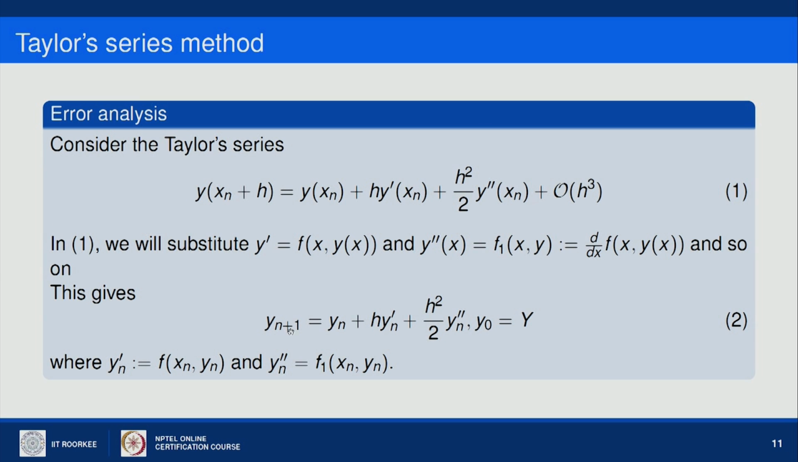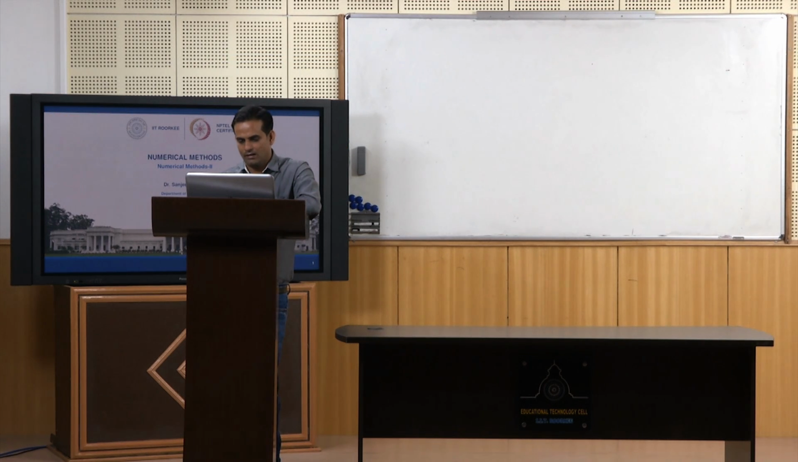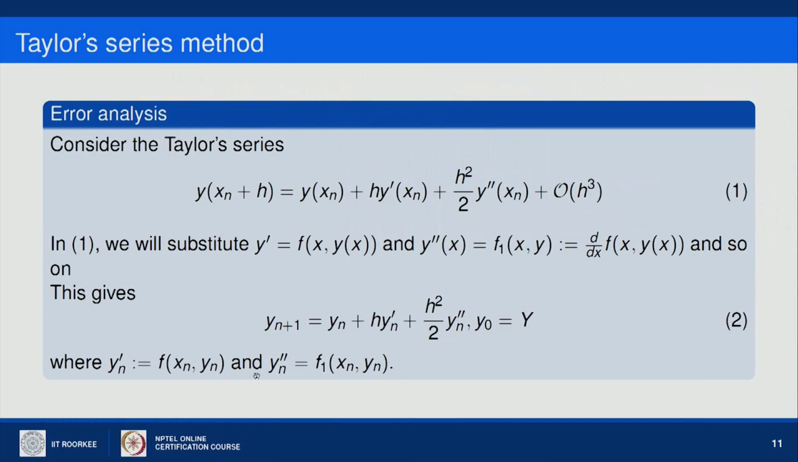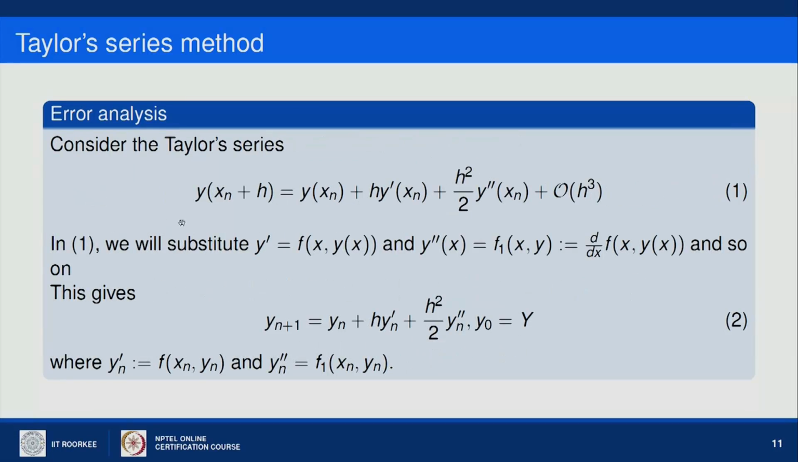So, this gives y_{n+1} equals y_n plus h times y prime_n plus h square upon 2 y double prime_n, with initial condition y_0 equals capital Y. Here y prime_n, as you know, is f at x_n, y_n, and y double prime_n is f1 at x_n, y_n. So, taking the difference between 1 and 2, on the left hand side we get y_{n+1} minus y at x_n plus h.